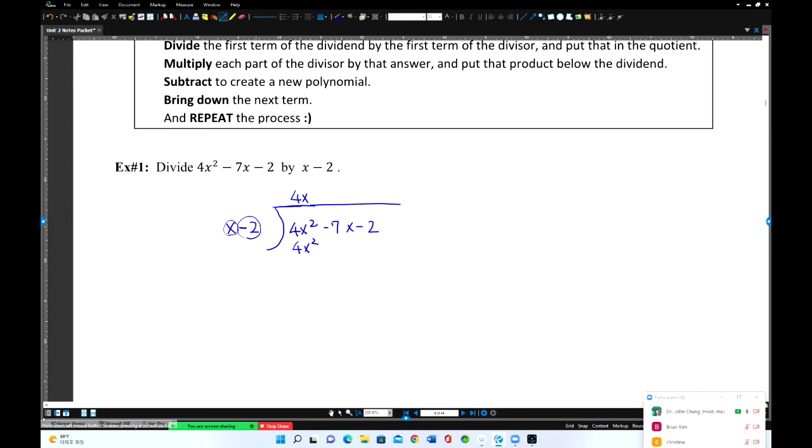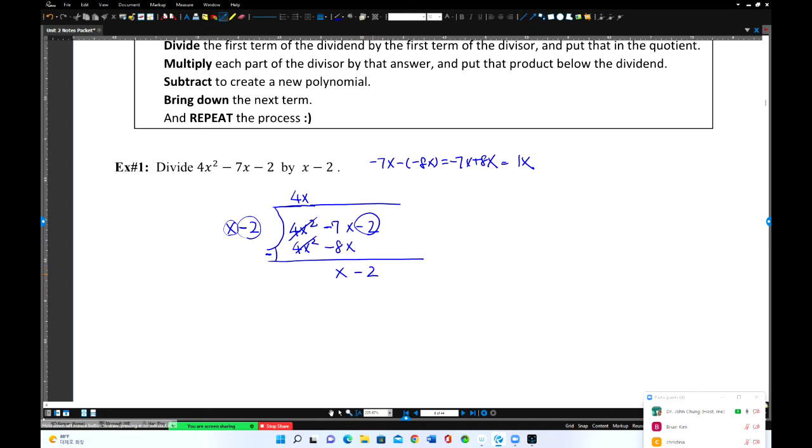Negative 2 times 4x is negative 8x. We still have to eliminate that negative 8x there. No choice, subtract. Division is subtract. I'm going to write down here subtract. 4x is canceled out. Negative 7x minus negative 8x equals what? Negative 7x plus 8x is 1x, and 1x is just x. But this is going down. There's nothing there, minus 2.